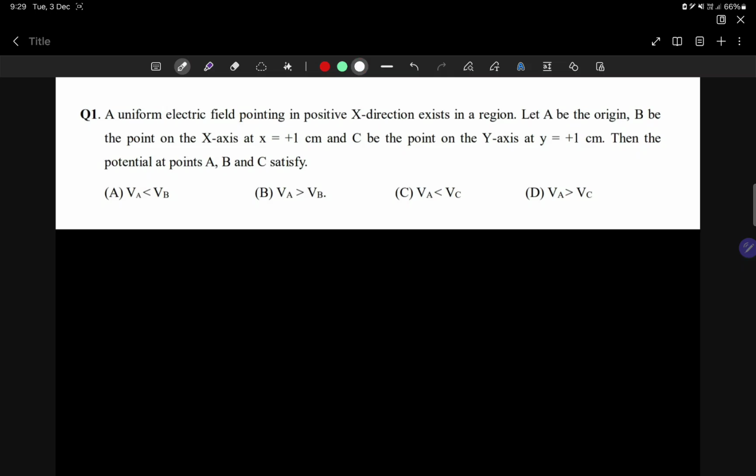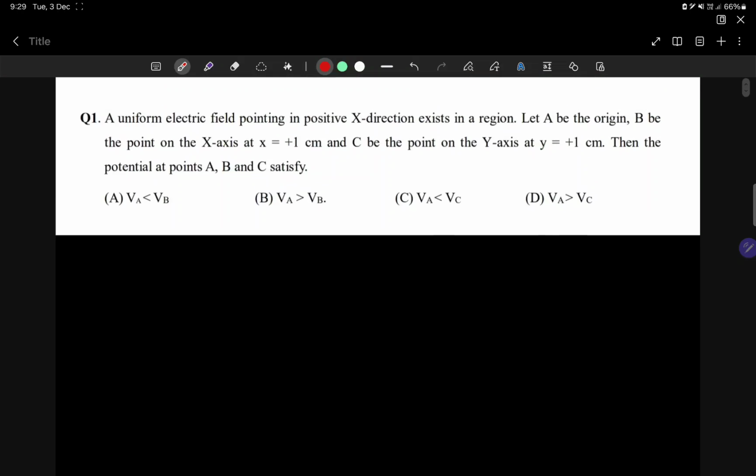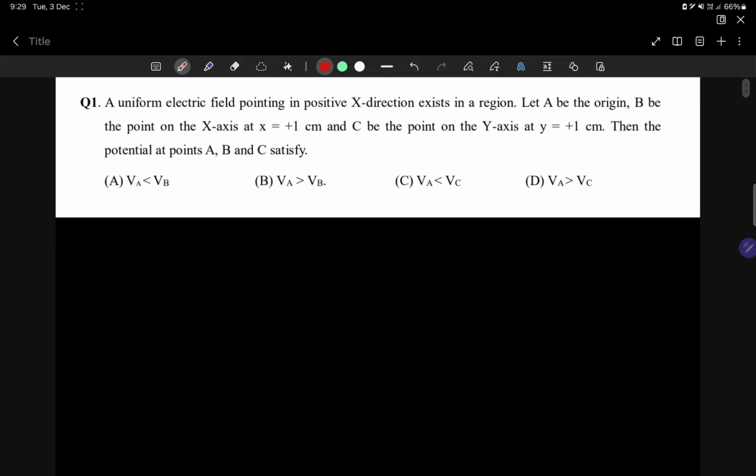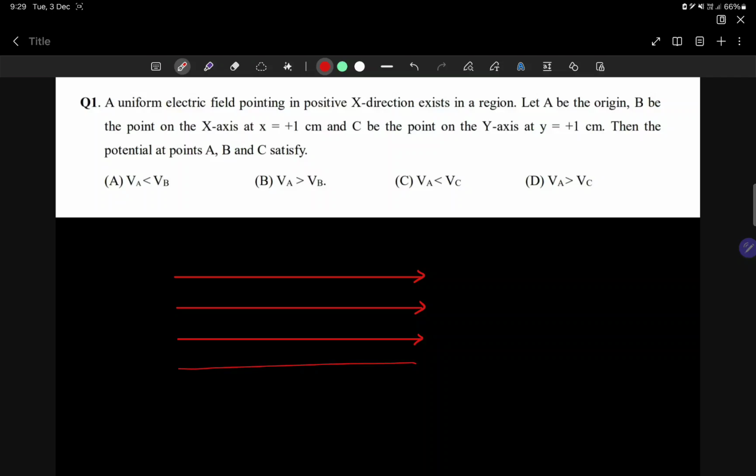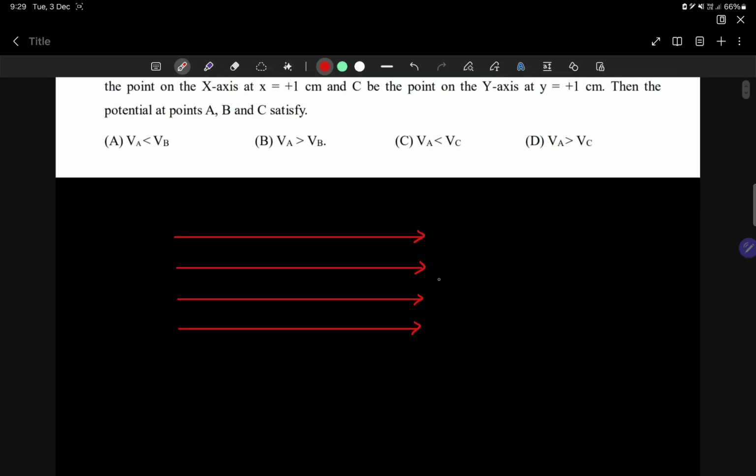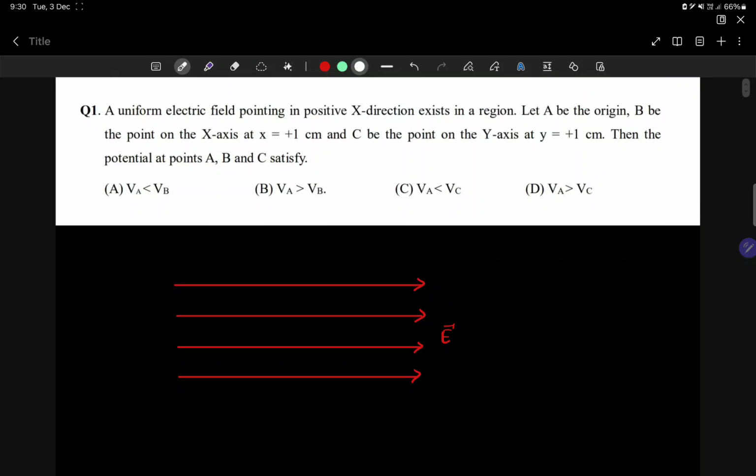So, first question is: a uniform electric field pointing in positive x direction exists in a region. Let us draw the uniform electric field represented by parallel straight field lines. So this is our uniform electric field E vector, and as per the question, let A be the origin.